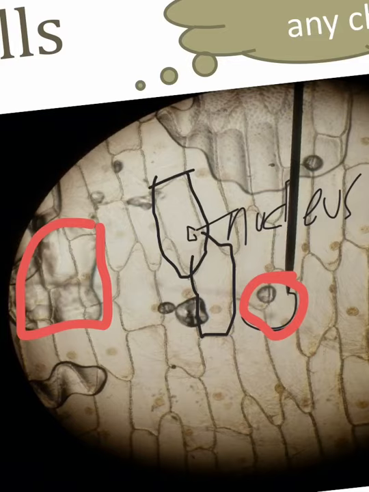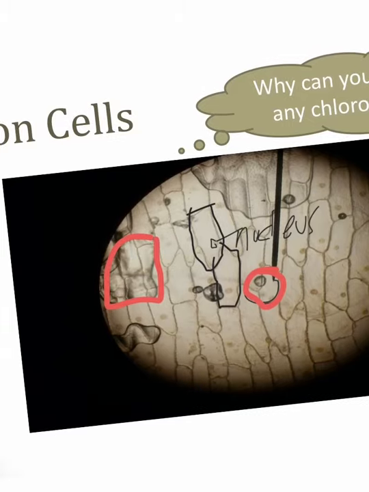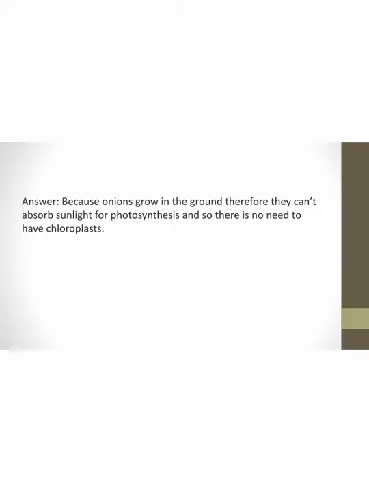So the question is, why can you not see any chloroplasts here? Next slide. The reason is because onions grow in the ground, therefore they can't absorb sunlight, which they need for photosynthesis, and so there's no need for chloroplasts. The whole purpose of having the chloroplast present is so that they can carry out photosynthesis to make food. But if they don't have sunlight, there's no way they can carry out photosynthesis anyway, so there's no point in having chlorophyll or chloroplast.